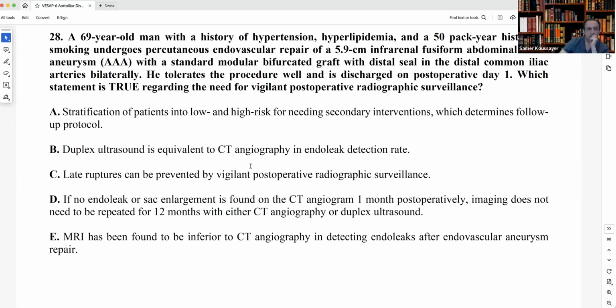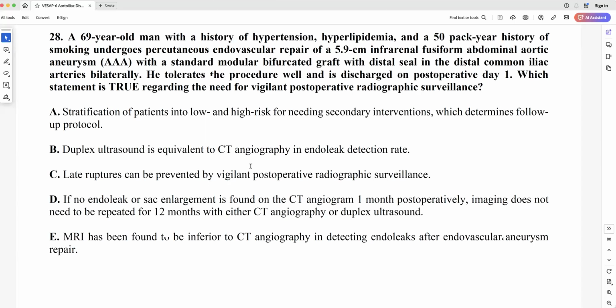Okay. So they talk about surveillance, what we need to do. It's just a regular standard EVAR. Okay, so let's go one by one. A: stratification of patients to low and high risk for needing secondary intervention, which determines the follow-up protocol.